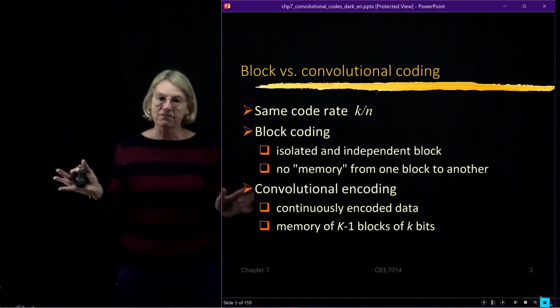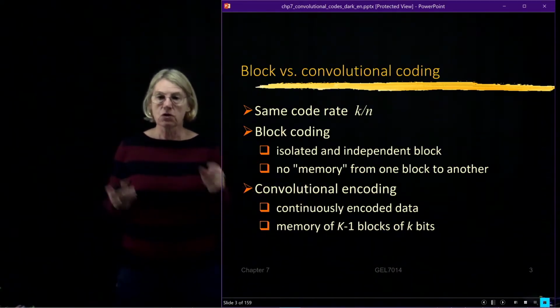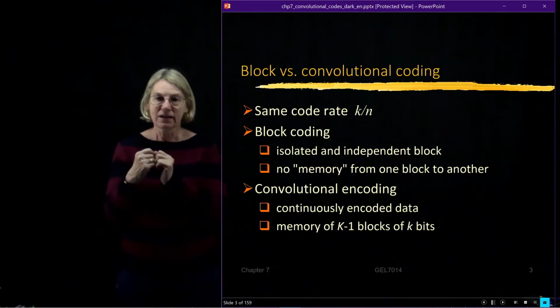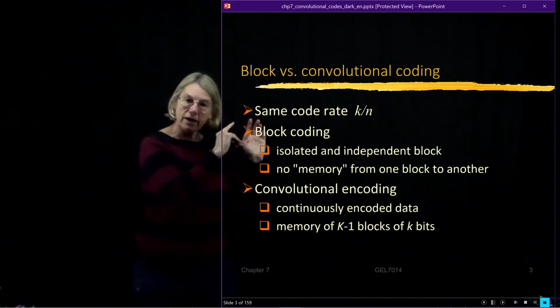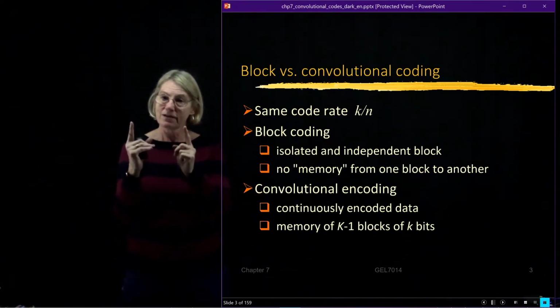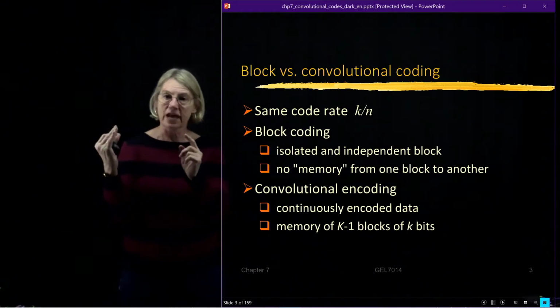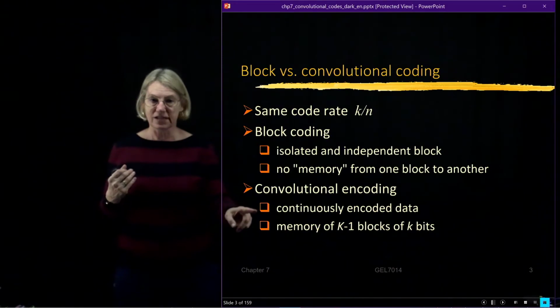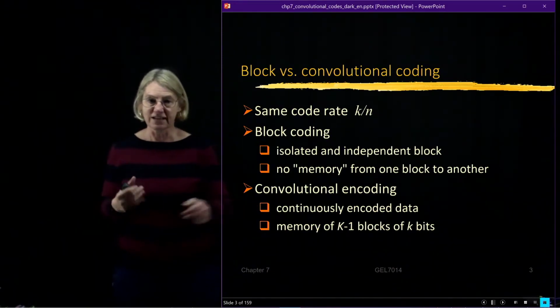Completely different in the case of convolutional encoding. So it's true that we take k together to generate n, but instead of throwing away the whole block and going on to another block, we're going to actually just shift that block so that we input some new data, generate a new code word, etc. So it's continuously encoding the data.